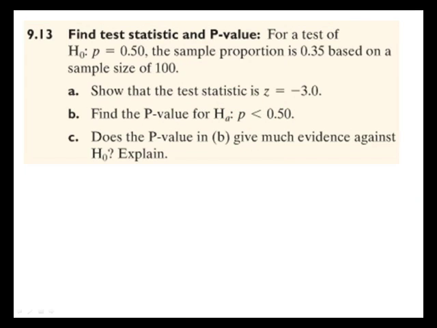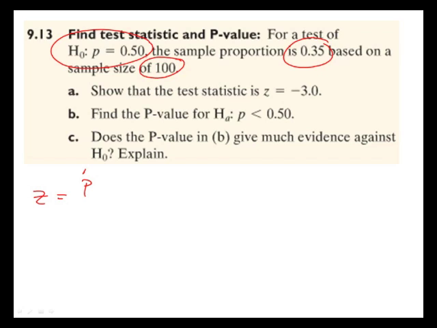We want to find the test statistic and p-value. So here is our null hypothesis that p is equal to 1/2. I believe that's the same as we had on the previous one. Here is our sample proportion, and this is based on a sample size of 100. We want to show that our test statistic z is exactly equal to -3. This is where we would go and use that big formula.